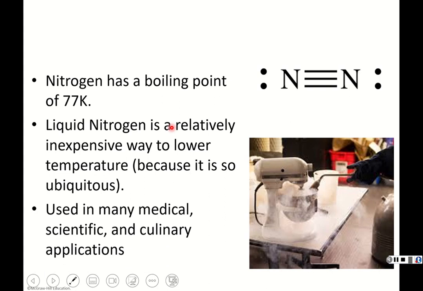And its primary use, there's medicinal uses for it in instruments that need to be cold. Scientific in labs, there's lots of uses for liquid nitrogen to cool things down. And there's actually also culinary applications, right, in the kitchen. And so that's kind of what's shown here in this blender.